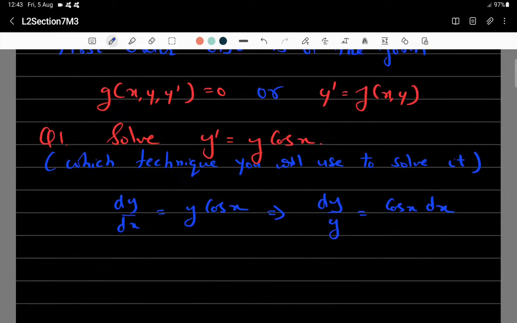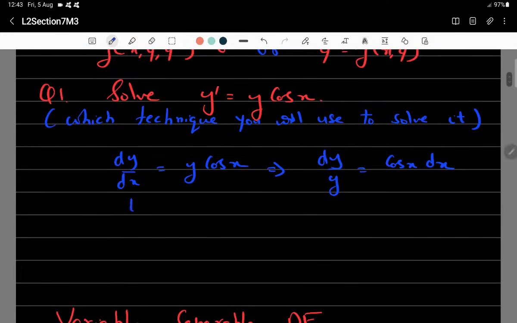And now we simply integrate it. That gives me log y is equal to sin x plus c. I can also write it as y is equal to c e raised to the power sin x. Both the formats are correct. But the important observation is how did we solve it and what should we call it?